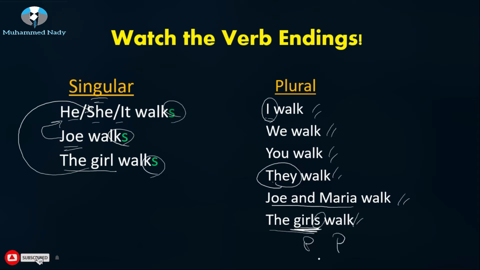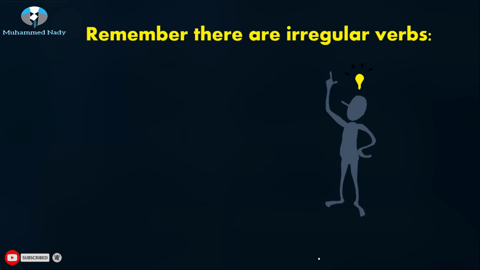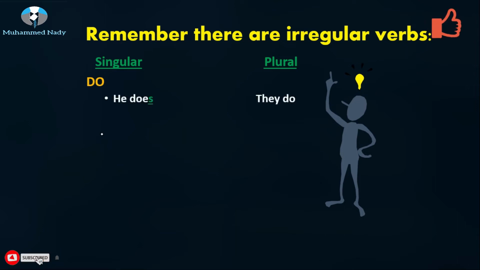Okay, we have some irregular verbs. Not irregular verbs, I mean like they don't follow the rule exactly. So let's look at verb do. How can we make verb do singular and plural? Of course, if the subject is like he, it's singular, so the singular form of verb do is does. He does his homework, and they do. This is the plural form of verb do.